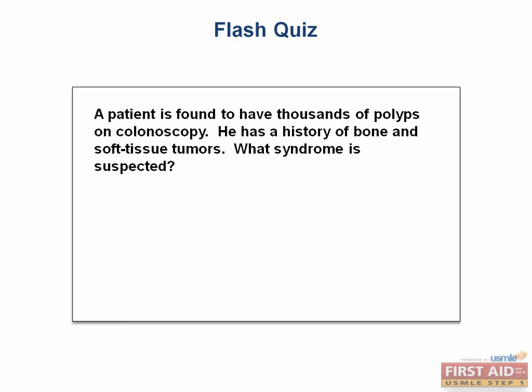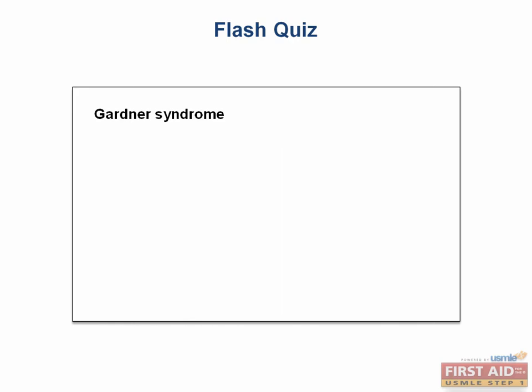Okay, let's do a flash quiz. A patient is found to have thousands of polyps on colonoscopy. He has a history of bone and soft tissue tumors. What syndrome is suspected? That's right, it's Gardner syndrome.